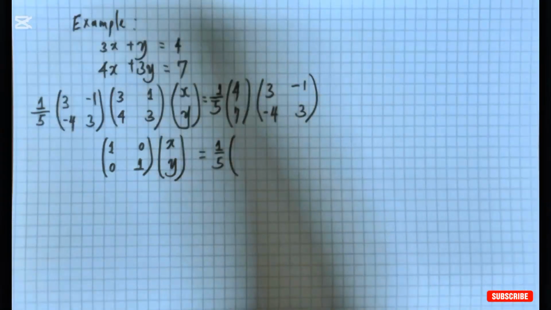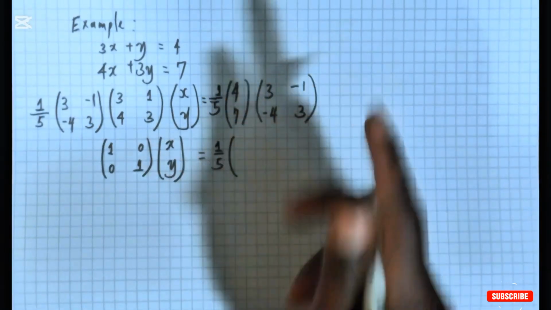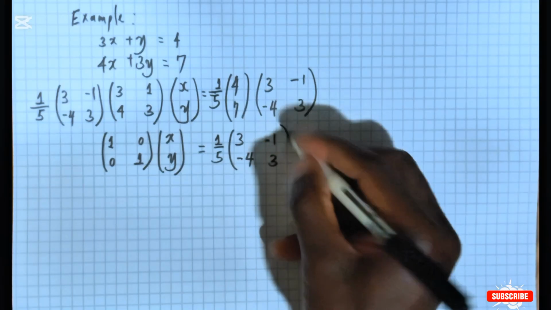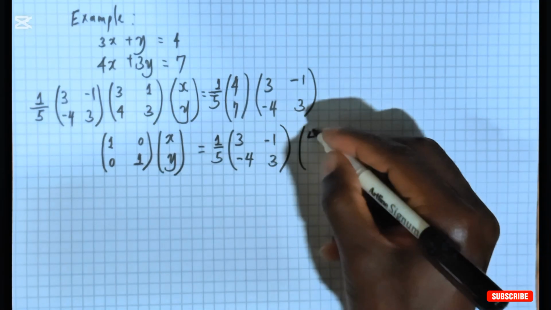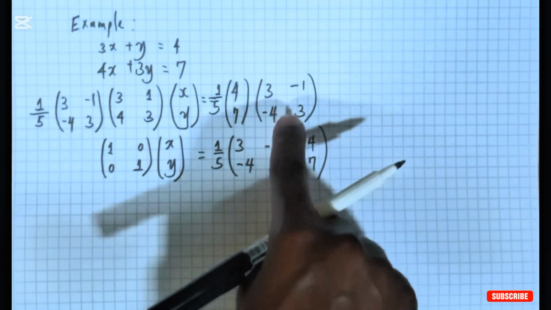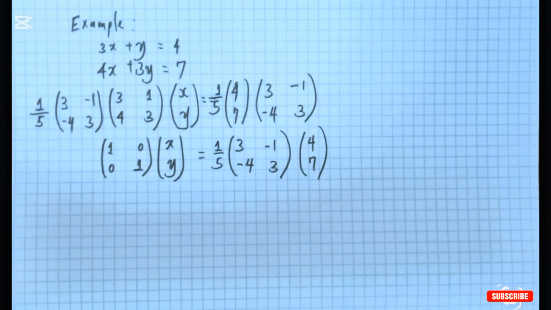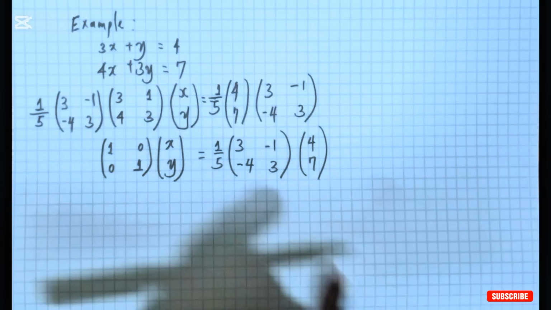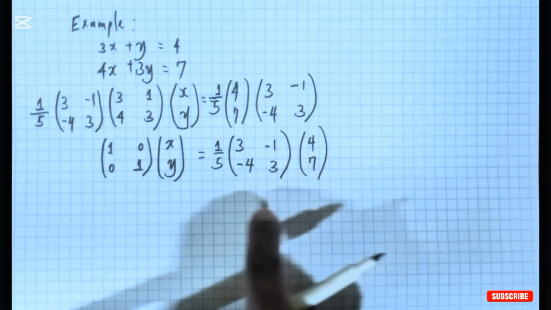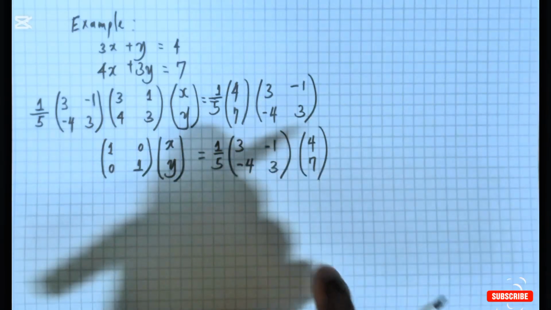To ensure that these two are compatible, we are going to multiply these 3, -4, -1, and 3 by 4 and 7. I've basically rearranged it because the inverse should be on the left hand side, followed by whatever we had there, 4 and 7, so that we ensure that there's compatibility. Remember, this is a matrix of order 2 by 2, and this is a matrix of order 2 by 1. So we have to arrange them in this particular manner to ensure that there is compatibility.